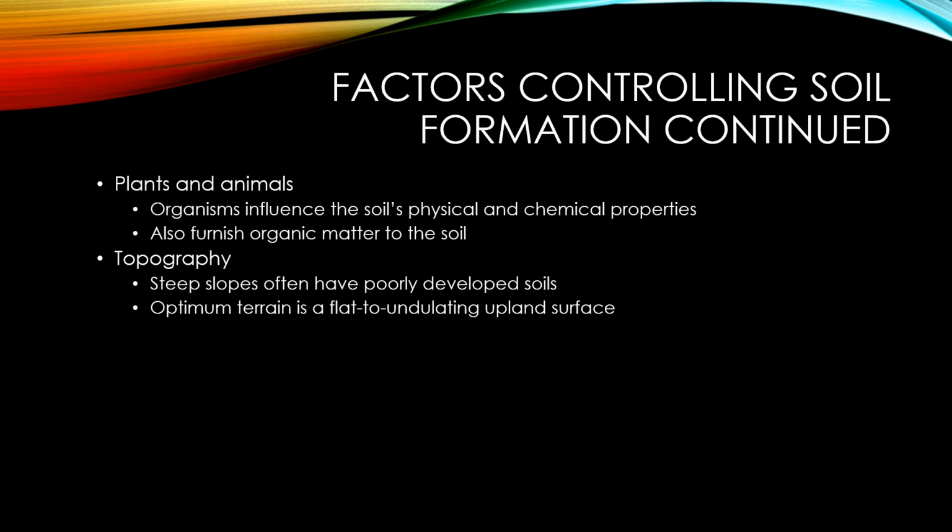The optimum terrain for forming good soil that can support plant life is a flat to undulating upland surface. And so that is why flat and undulating terrain is usually where you would find agriculture, and why you oftentimes have lush green valleys between the mountaintops and the river bottoms, or the rivers that are cutting through the valleys.